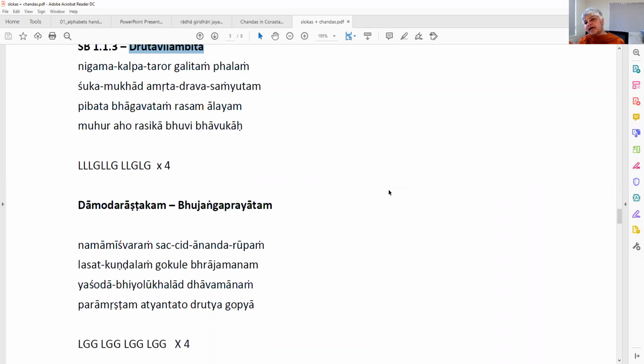Namamishwaram Sachidanandarupam Lasat Kundalam Gokule Vrajamanam. So it's like, if you've seen, in India, the snake charmers who go, so this is it. They're going, Namamishwaram Sachidanandarupam.